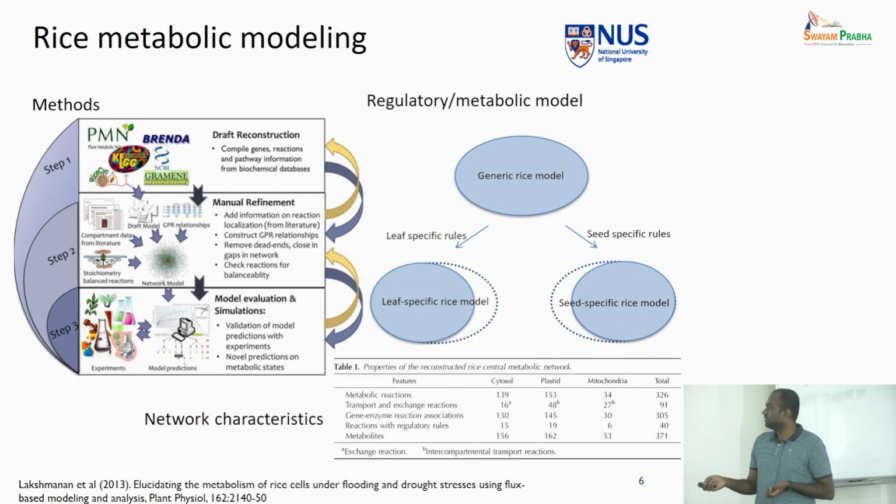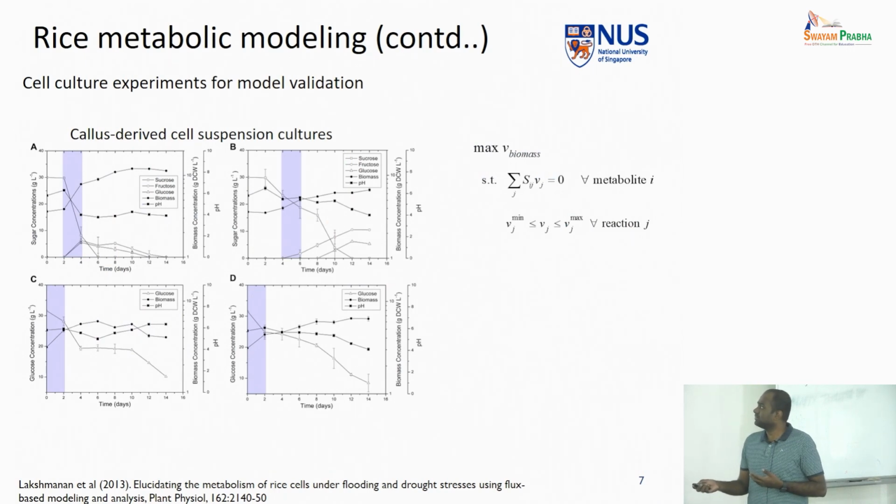Why did we do this? Because we wanted to characterize what's going on in a stress which is possibly happening under drought conditions in the leaf, whereas in the seed during germination, if it is submerged, what happens during a flooding stress? When there is oxygen deprivation, what happens? Okay, so first we want to understand.